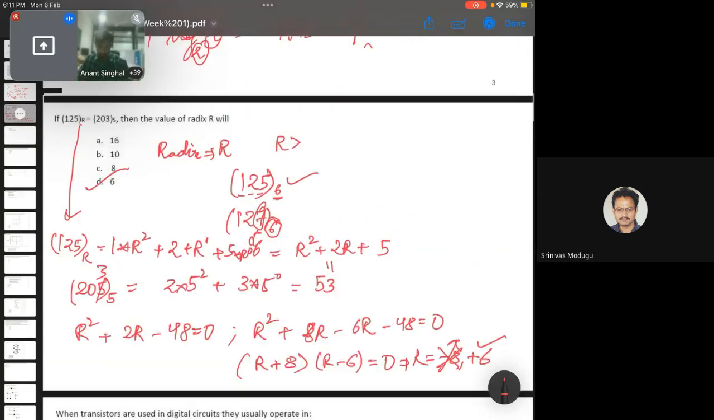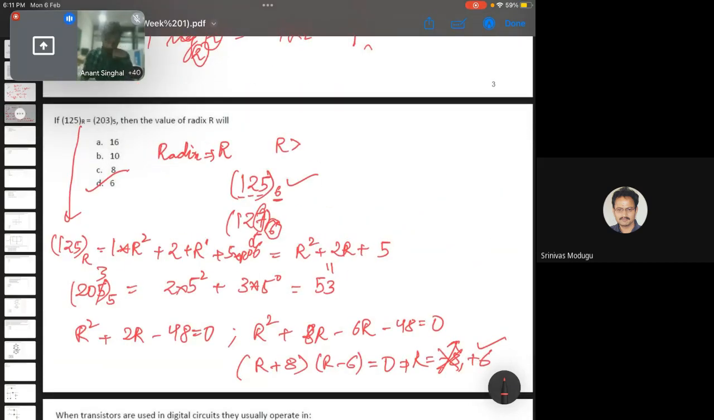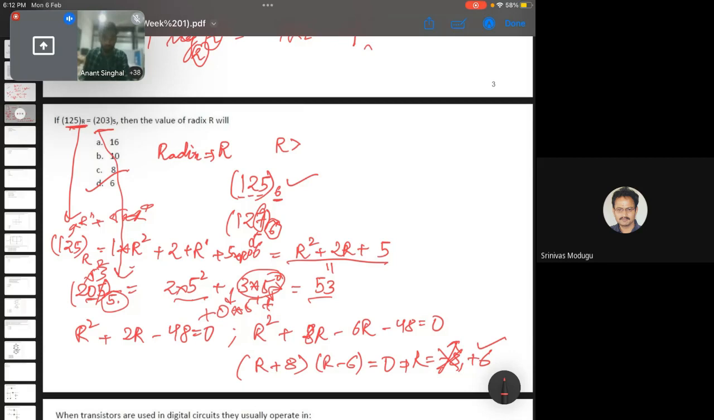Okay, so again I'll say, this 125 to the radix r, did you get that it is nothing but r square plus 2 into r to the power 1 plus 5 into r to the power 0? Did you get this part? So it is equal to 2 into 5 square. Since the base is 5, we take 2 into 5 to the power 2, and the middle term is 0, so it is basically plus 0 into 5 to the power 1, and then plus 3 into 5 to the power 0, which is nothing but 3. So 25 into 2 is 50, plus 3. So these both equations I have equated and just solved them.